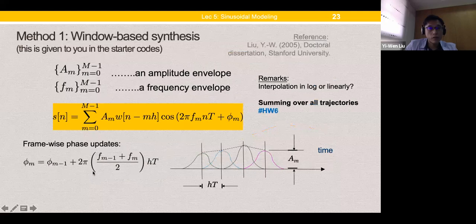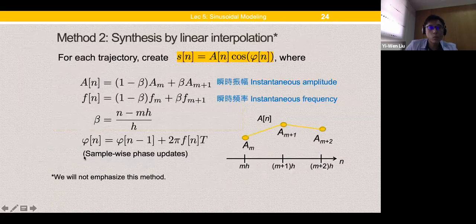Please note that here the phase is only updated frame-wise. So this method has the advantage that the computation load for the phase update is smaller than the sample-wise update of the phase. There might be some benefit of this, but I'm not going to emphasize that in this semester.